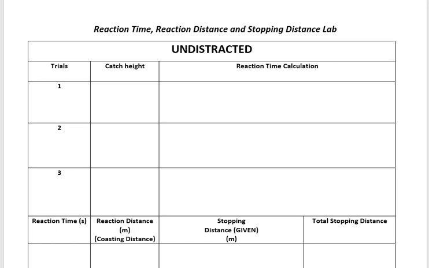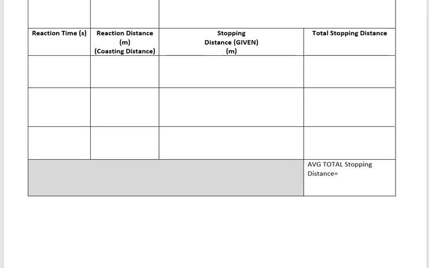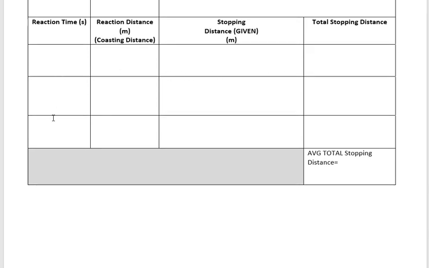So for the undistracted side, it's going to look very similar to the distracted side. But from the 3 trials that you completed, remember you actually recorded the catch heights already. You should have 3 of them. And then you should already have your calculations of your reaction times. So you can put that calculation here and you'll have your 3 reaction times. And then what I need you to do is transfer those times down to this next part of the lab sheet. So just put the reaction times here that you've calculated above.